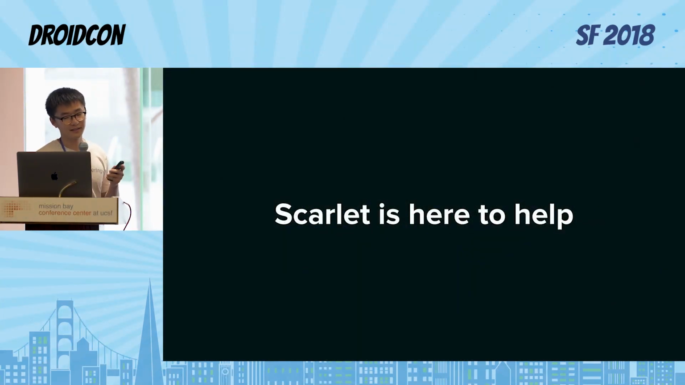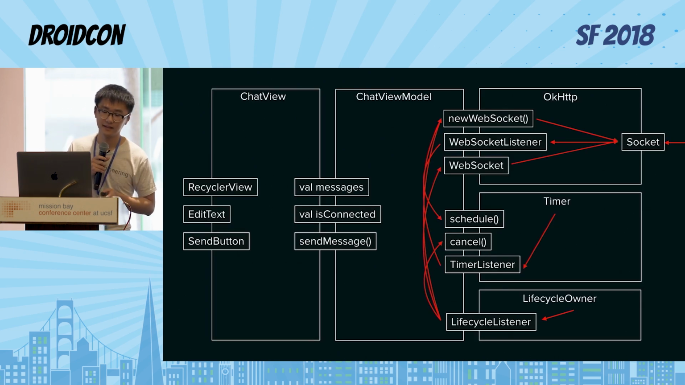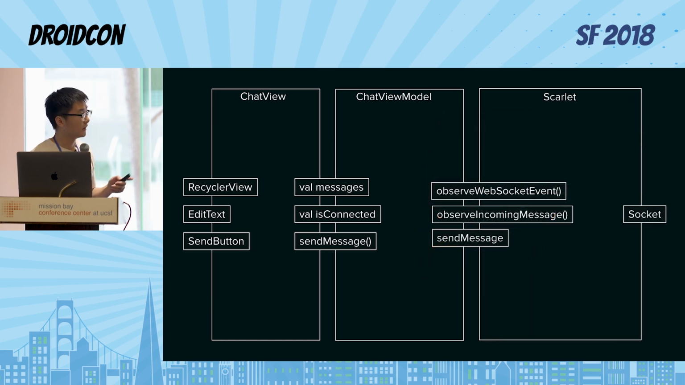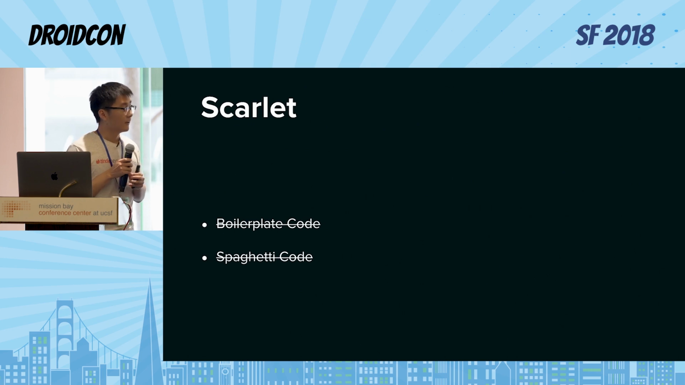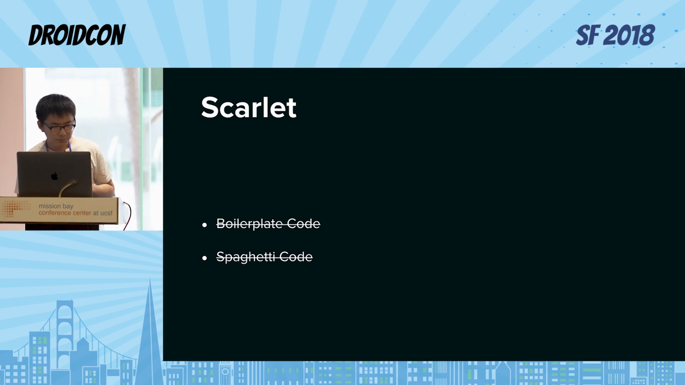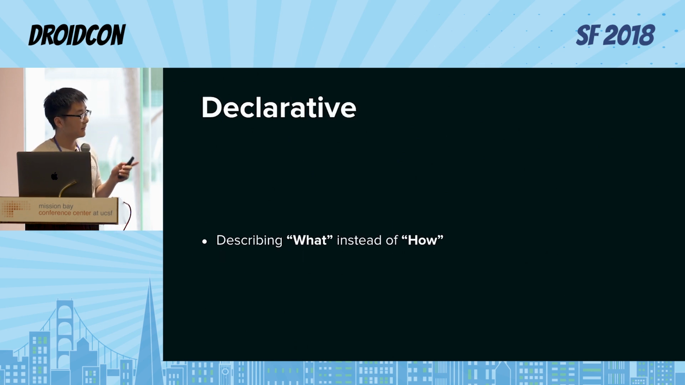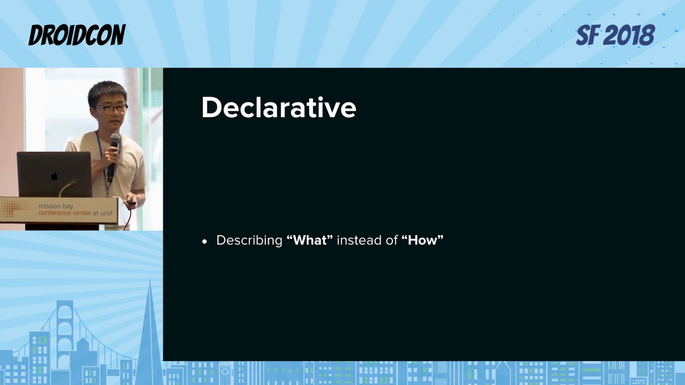that's exactly the motivation behind Scarlet. We created Scarlet to make WebSocket simple on Android. Instead of having a giant view model that takes more than 1,000 lines of code, you can leave the complexity to Scarlet and write the view model in just 10 lines of code. Okay. So what is Scarlet exactly? Scarlet is the first WebSocket library that minimizes boilerplate code and spaghetti code that you need to write. Scarlet is declarative. You only need to describe what your endpoint looks like, and Scarlet will implement it for you.